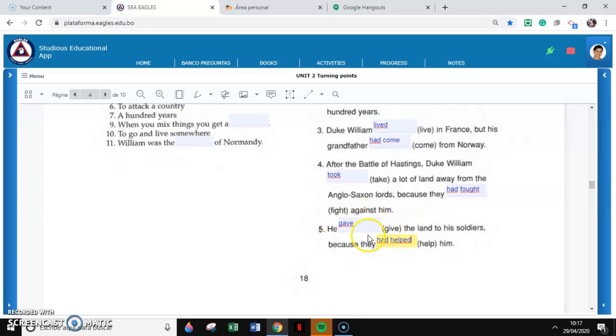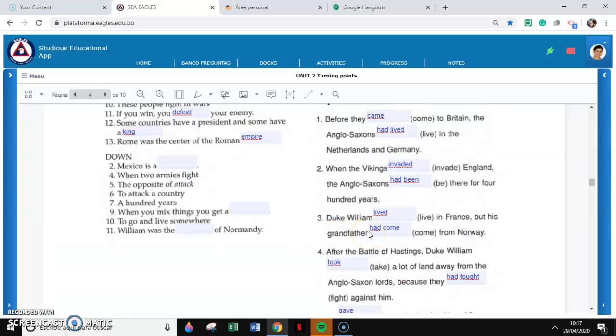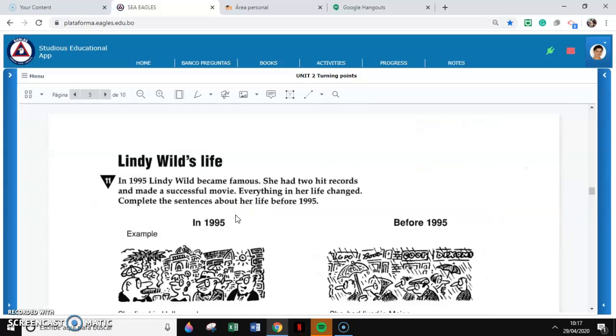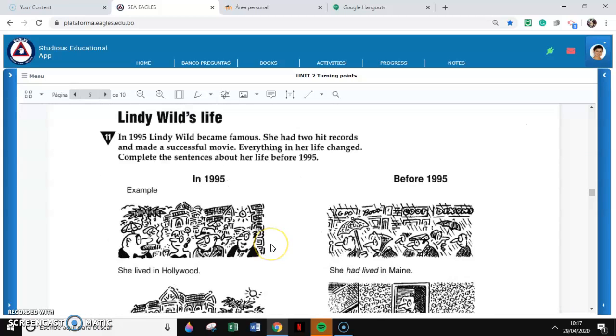So this is for this page, number 4. Don't forget to read the embroidered reading to complete the down clues for the crossword puzzle. And then we're going to move on to exercise 5, Lindy Wilde's life. In 1995, Lindy Wilde became famous. She had 2 hit records and made a successful movie. Everything in her life changed. Complete the sentences about her life before 1995.